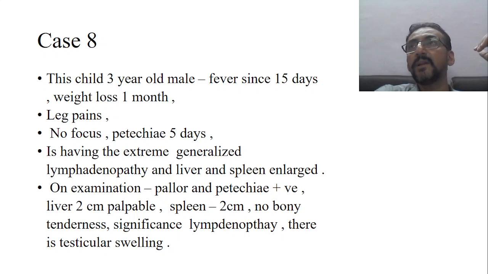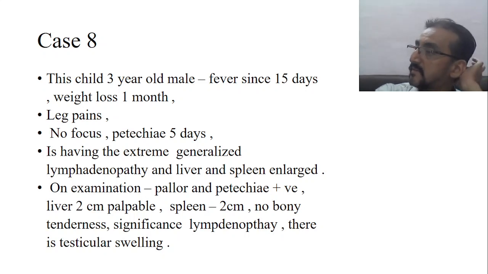On examination, pallor is present, petechiae is present. Liver is 2 cm palpable. Spleen is also palpable. There is not much bony tenderness, but significant lymphadenopathy is there. And even testicular swelling is also there. Testicular swelling is also there. By this, do you have any idea? Child is having weight loss. Child is having leg pain especially at the night hours. Child is awakening because of leg pain. Yes. What is the condition?